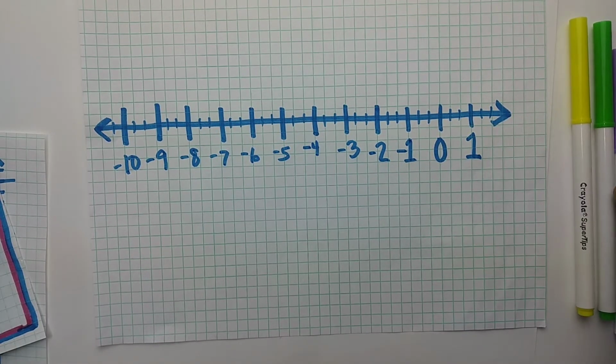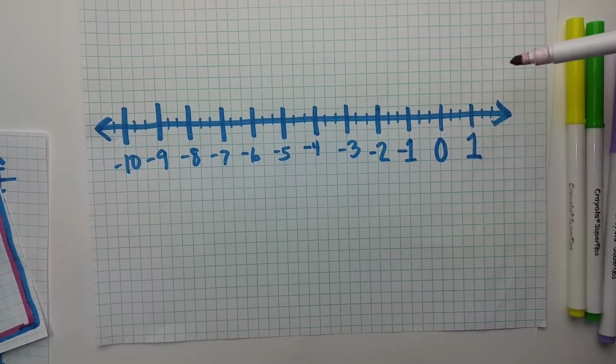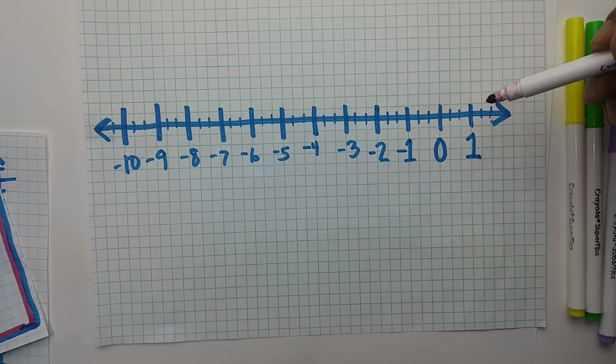Now if you notice, there's tick marks in between. So these could create fractional values between the whole numbers. So this will be 0. This is how you count it. Okay, and I'm going to have a video on number lines with fractions.